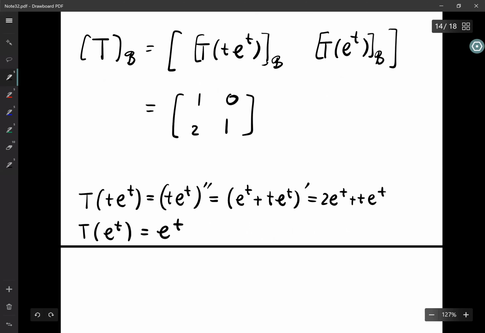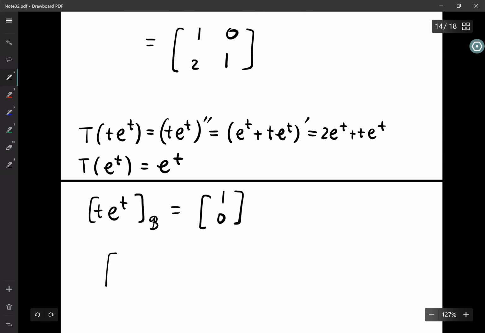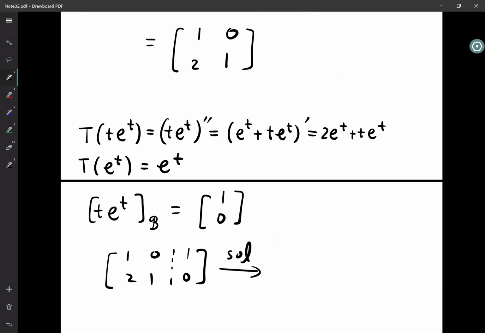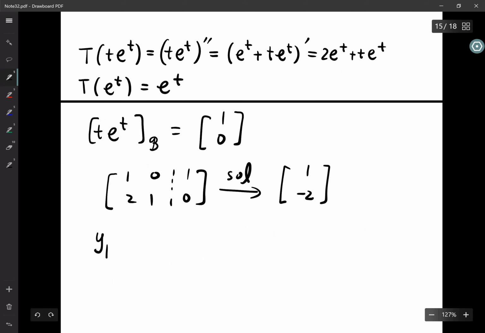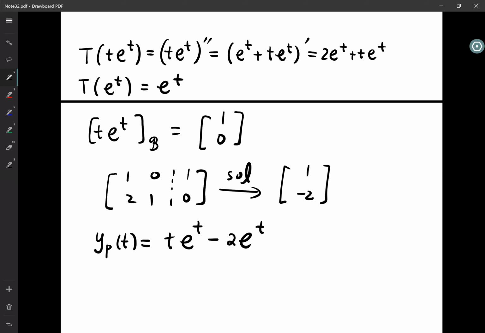So we find this is an invertible matrix. We know that we're in business because the right-hand side is 1, 0. Now what we want to do is to solve this system with 1, 0. And the solution is 1 and minus 2, right? So yes, 1 minus 2. Which means I got a particular solution: t exponential t minus 2 exponential t. So this will be the linear algebra way of solving that.